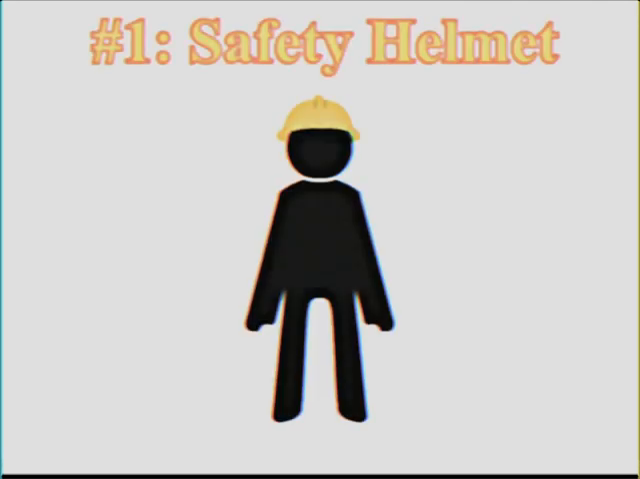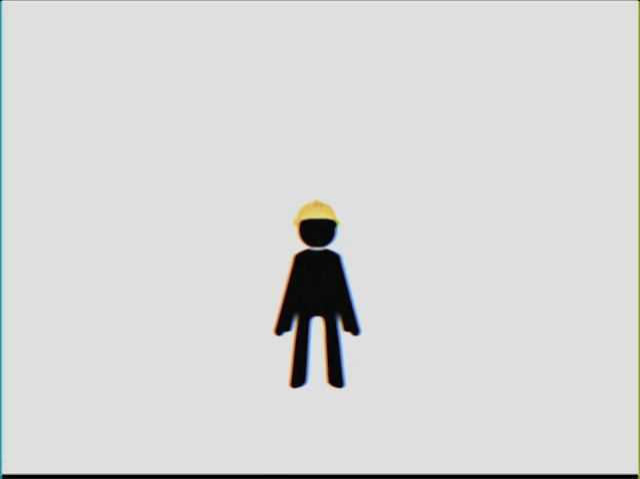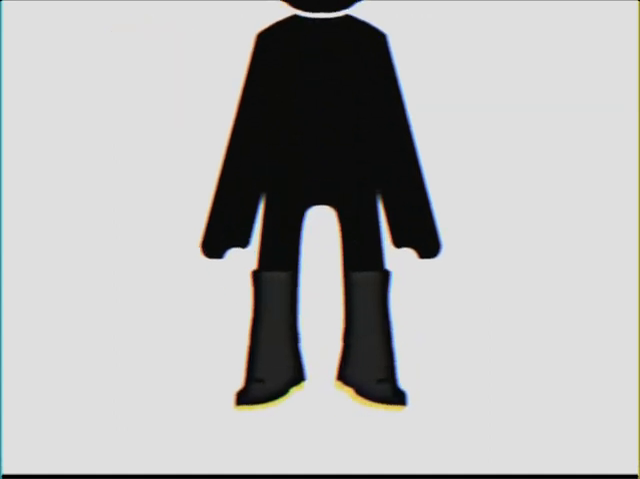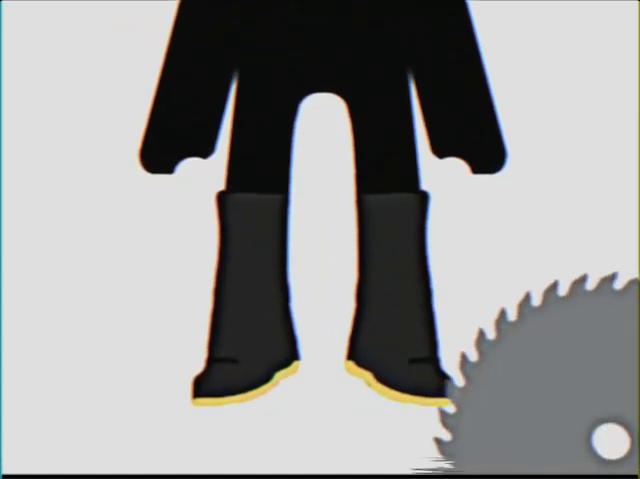Number 1, a safety helmet, also known as a hard hat, to protect workers against impact and/or penetration of falling, flying, and stationary objects. Number 2, safety shoes. Workers performing tasks which potentially expose them to extreme foot injury hazards shall wear metal foot protectors.